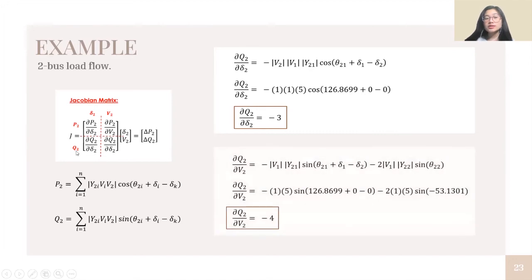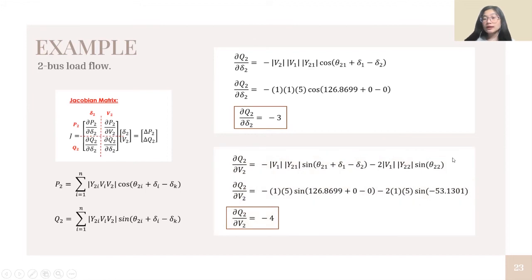Next, our last, which is J22, and J22 is Q2 over V2. Again, by means of differentiating, we arrive with this formula and substitute our values, which is V1 is 1, our Y21 is 5, sine 126.8699. Our delta 1 and 2 is basically 0. Then, minus. Since we have a 2, that's going to be 2 times 1 times 5. This is 1 and 5. And sine of our angle theta 22, which is negative 53.1301.